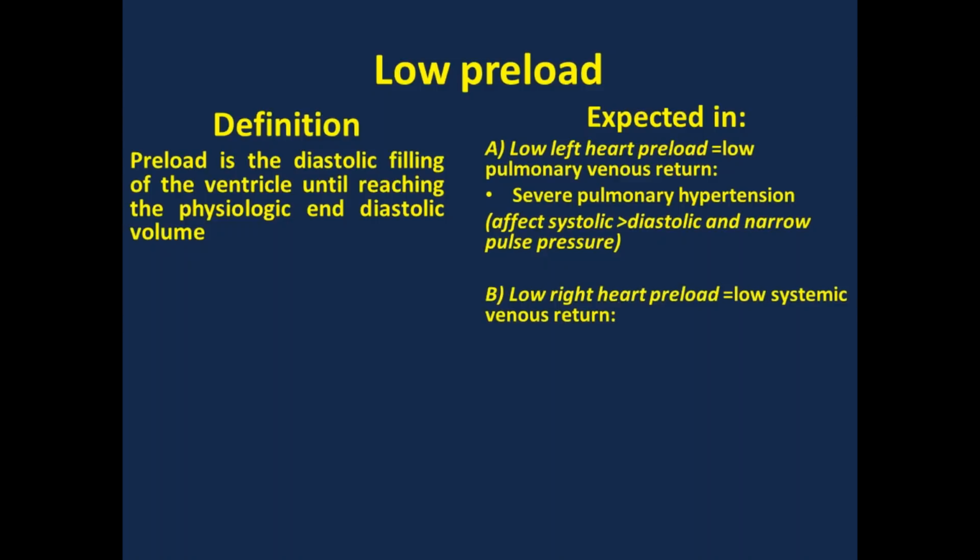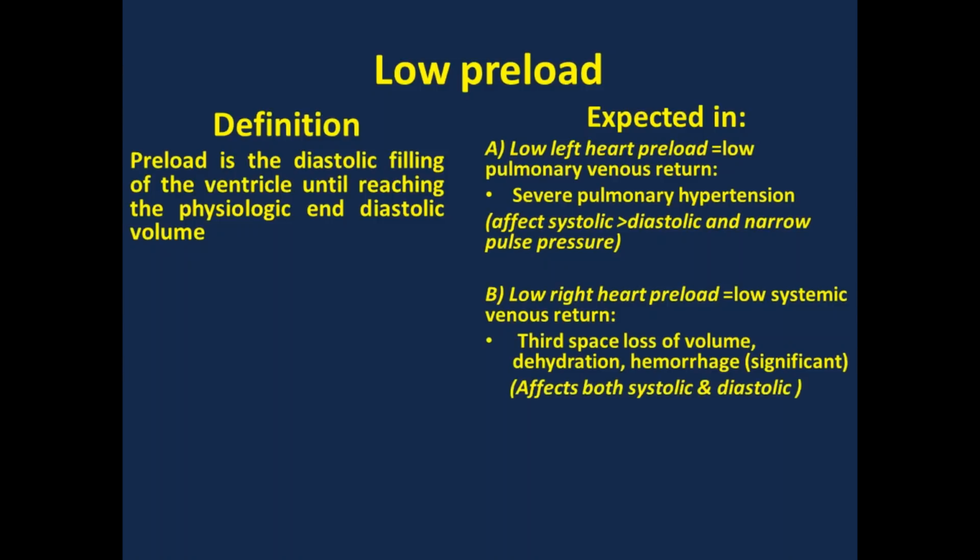If you have low right heart preload, so the venous return coming through systemic circulation is low, it could be because of third space, loss of volume, like dehydration or hemorrhage. It should be really significant loss of blood or volume to have low systolic blood pressure, because the body may compensate by increasing resistance and can maintain the blood pressure to some extent. But if you have very significant dehydration or hemorrhage, you may have really low blood pressure.